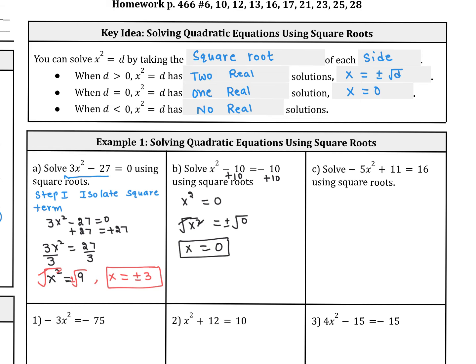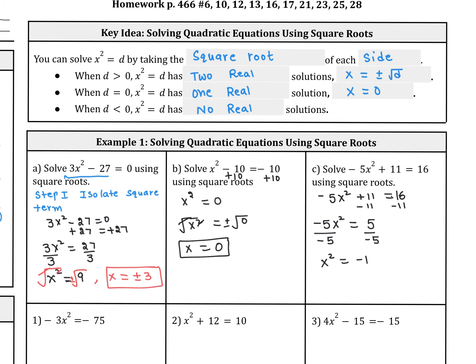Next we are going to solve negative 5x squared plus 11 equals 16. So first thing, always what you do is isolate the square term, which means you subtract 11 on both sides. Negative 5x squared equals 16 minus 11, and that's going to be positive 5. Now you're going to isolate this x squared, so you're going to divide by negative 5 on both sides. You get x squared equals negative 1.